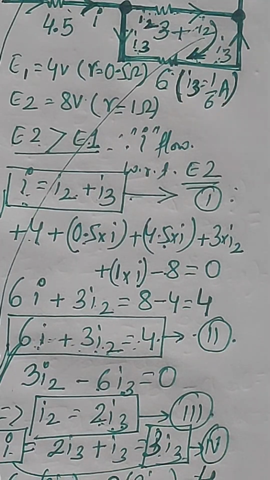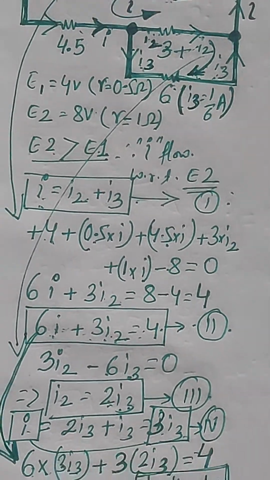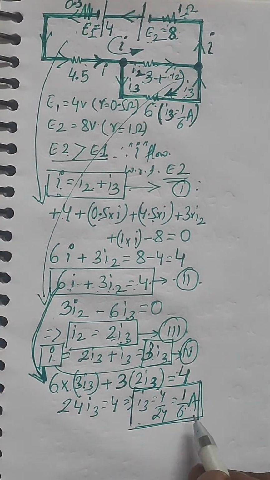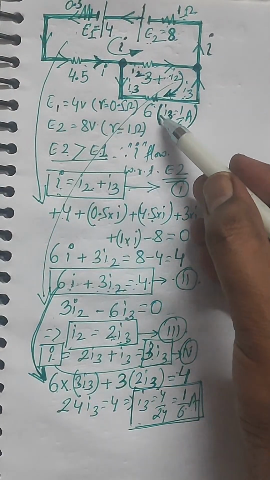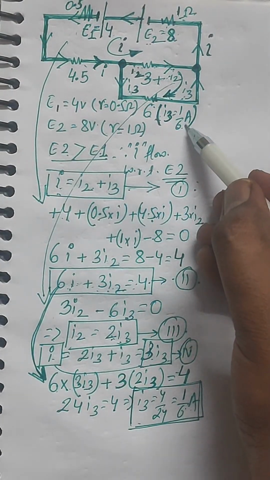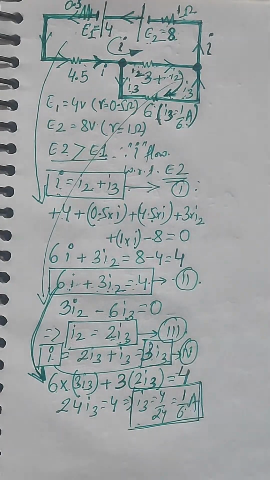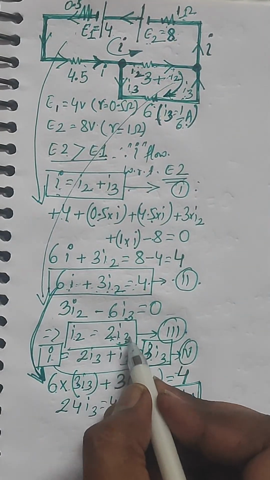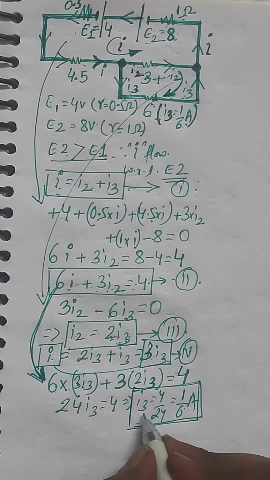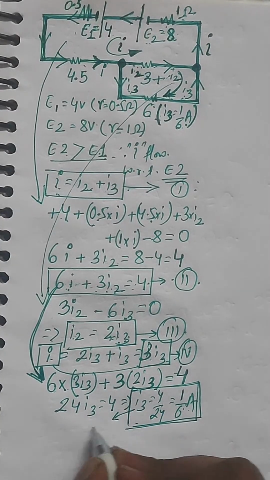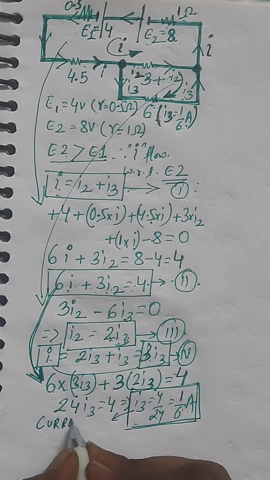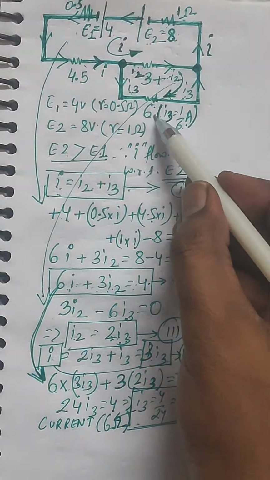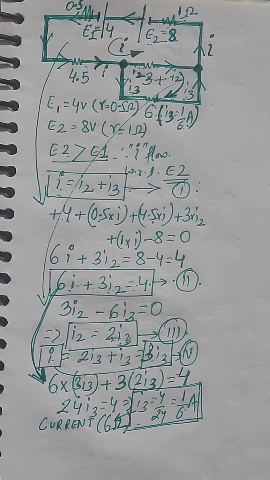Now this 1 by 6 ampere is calculated, which is flowing through this 6 ohm resistance. So that is calculated. Here we have to find the current in each of the resistors. Now we need to find the value of I2. So just put the value of I2 as 2 times I3, right? I3 is the current through the 6 ohm resistance, which is 1 by 6 ampere.